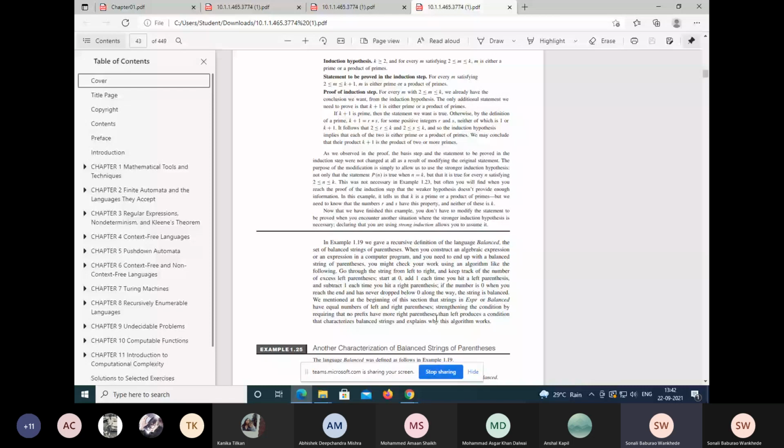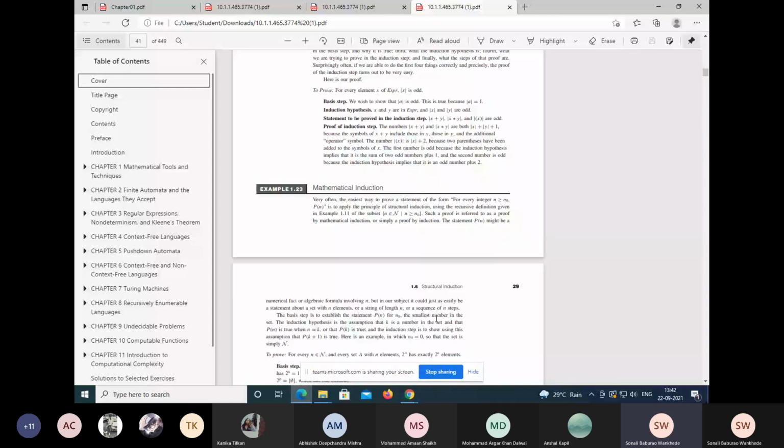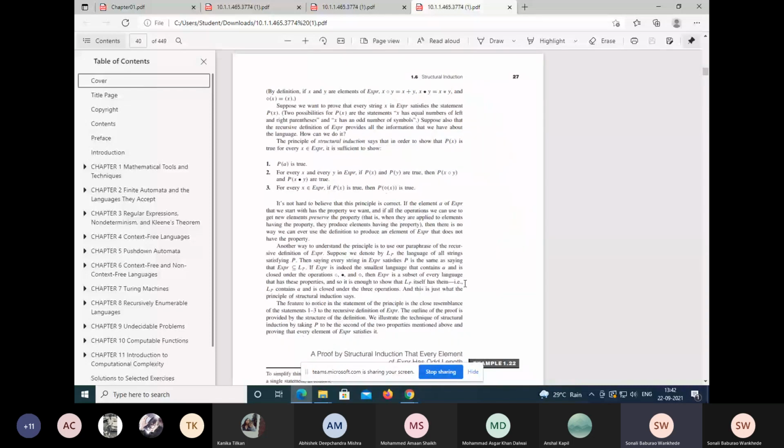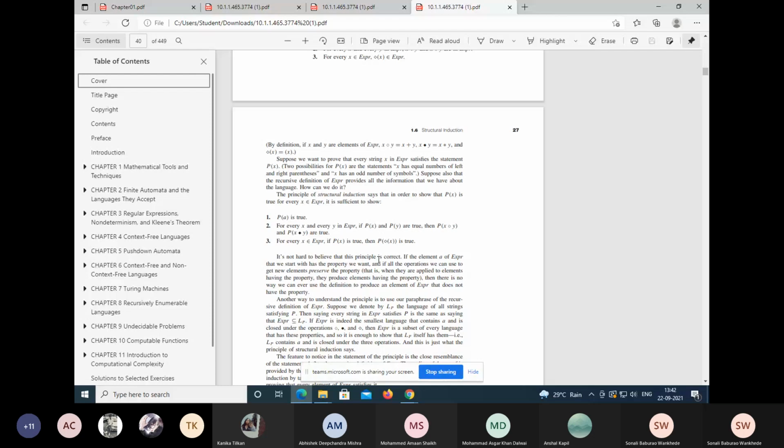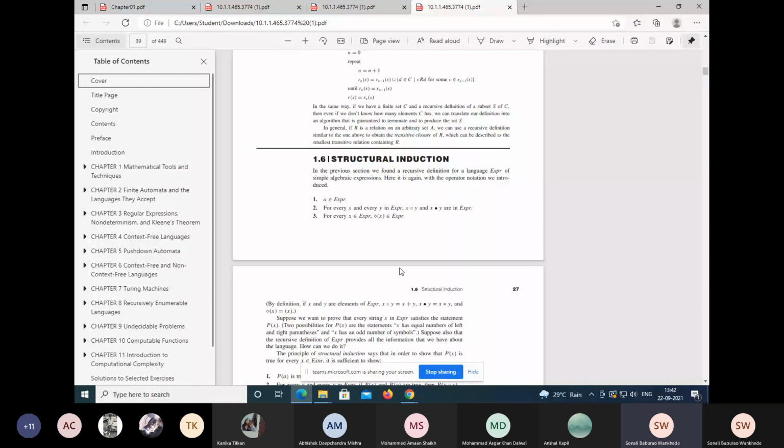This PDF I have shared on Teams. So all of you can go to Teams and check the class material folder. In that, you can check it. For solving the first tutorial, please refer to it. You can just open it and check it out.